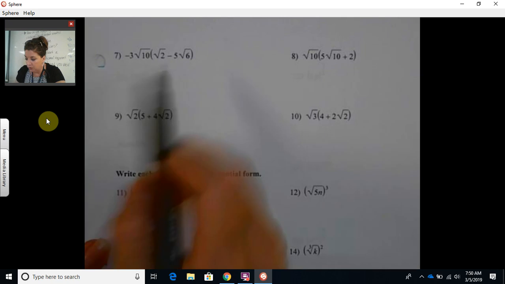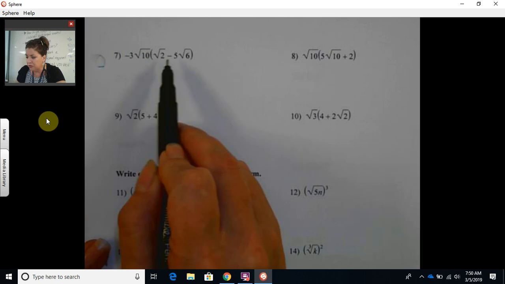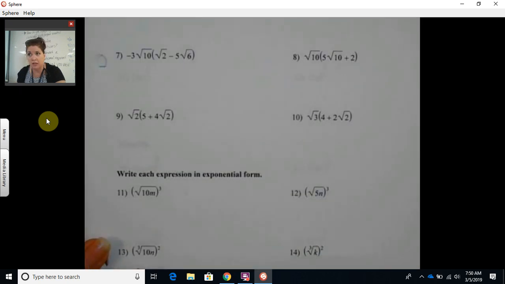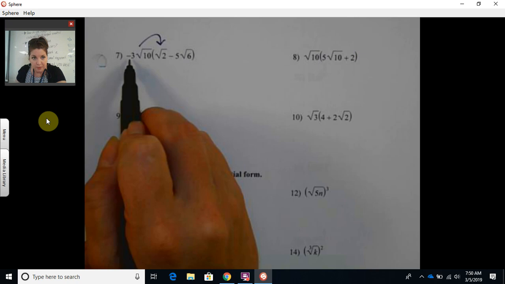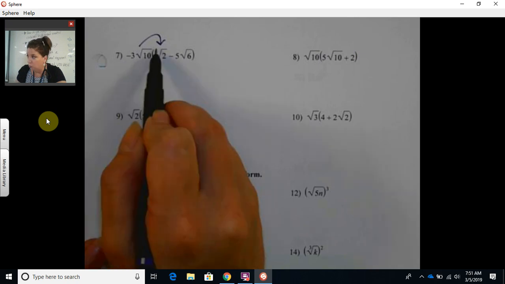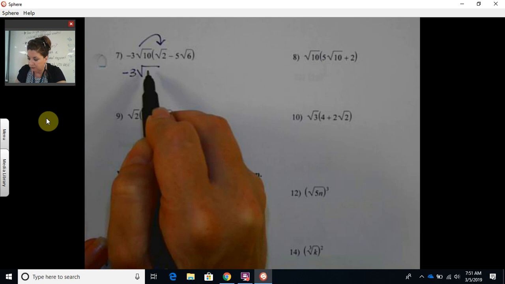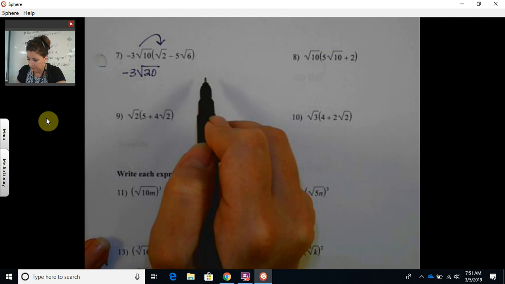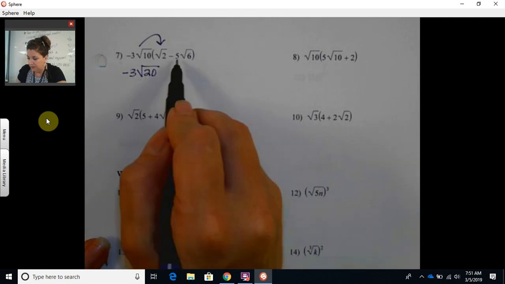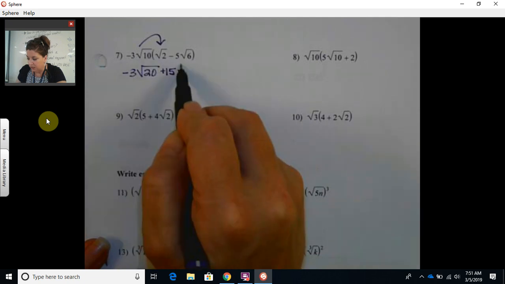So negative 3 square root 10 has an index of 2, right? Both of the radicals in the parentheses also have an index of 2, so we can multiply those together and then see what we can simplify. So we're going to distribute. Negative 3 is a coefficient. You multiply the coefficients together. So the coefficient of this radical is 1. So negative 3 times 1, that's just going to be negative 3 times the square root of what? 20. Then I do negative 3 times negative 5 is positive 15. And the square root of 10 times the square root of 6 is the square root of 60.